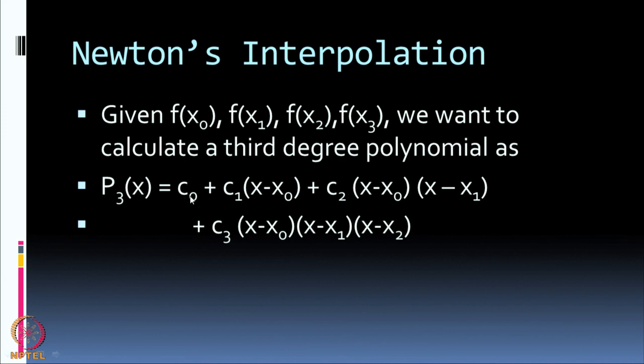We want to determine this constant, plus C1 into (x minus x naught), plus C2 into (x minus x naught) into (x minus x1), plus C3 into (x minus x naught) into (x minus x1) into (x minus x2). So, there are 4 terms here. The first term is a constant, the second term is a linear term, x minus x naught, the third term is a quadratic term, because x square will appear here, and the last term is a cubic term, x cubed will appear here. So, this is an interpolating polynomial for these 4 points.